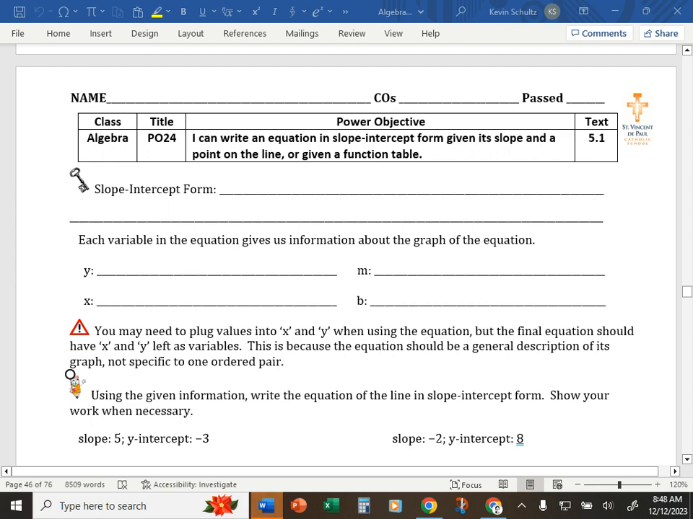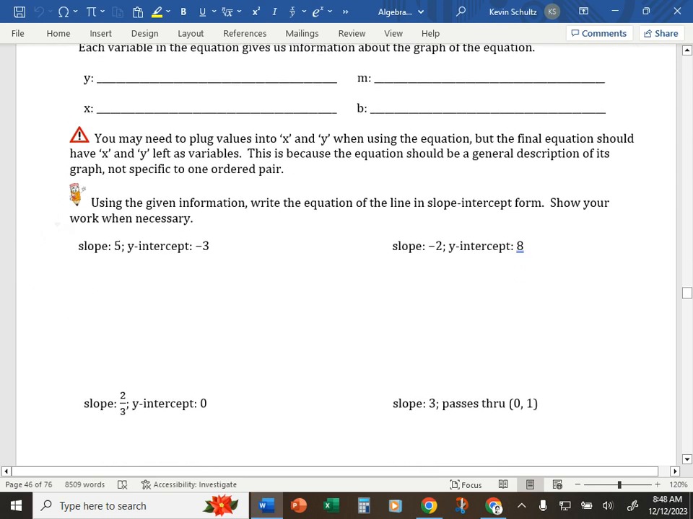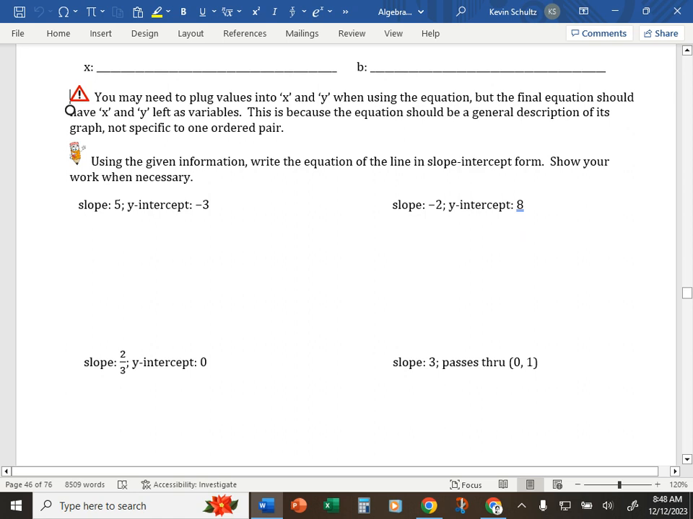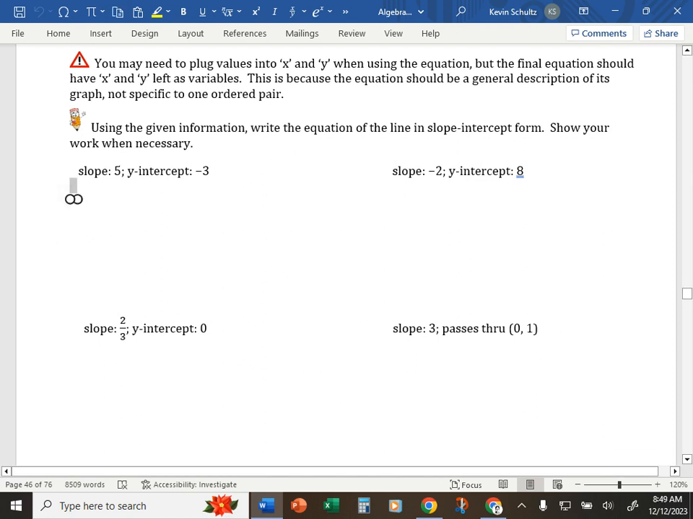All right. So, do you want me to read this warning? Yes. You may need to plug the values into x and y when using the equation, but the final equation should have x and y left as variables. This is because the equation should be a general description of the graph, not specific to one ordered pair. Using the given information, write the equation of the line in slope-intercept form. Show your work as necessary.